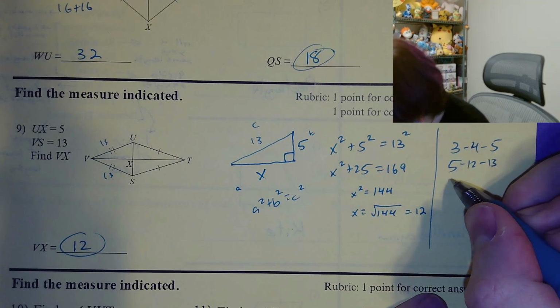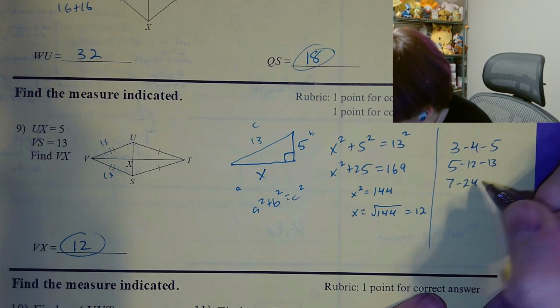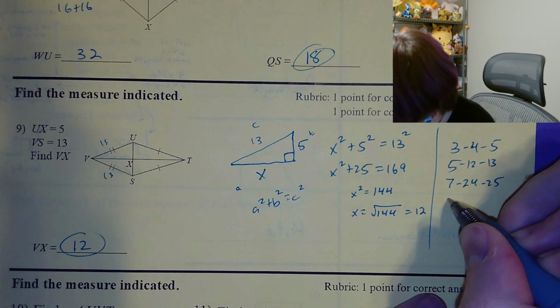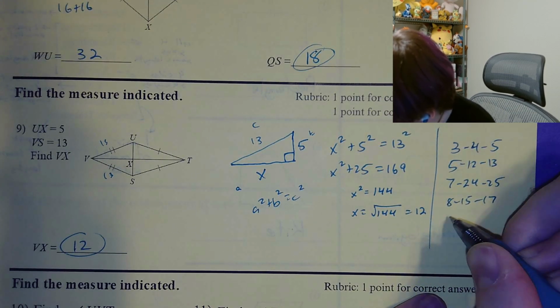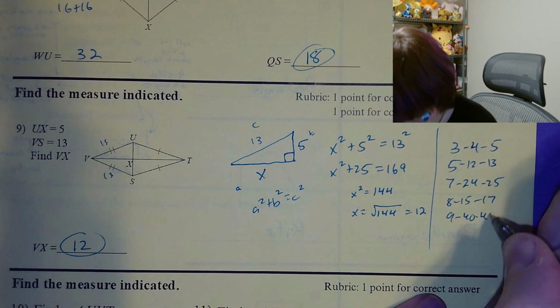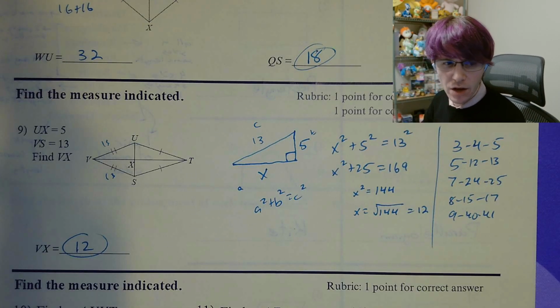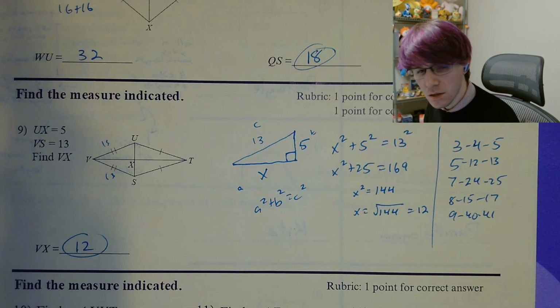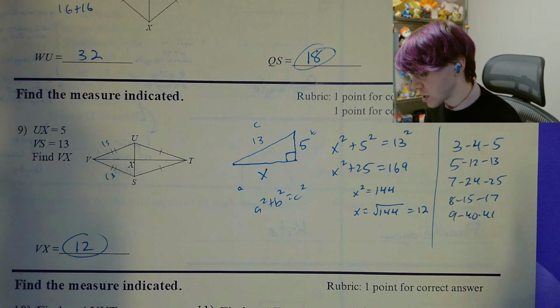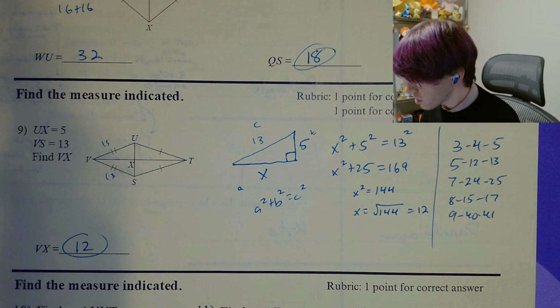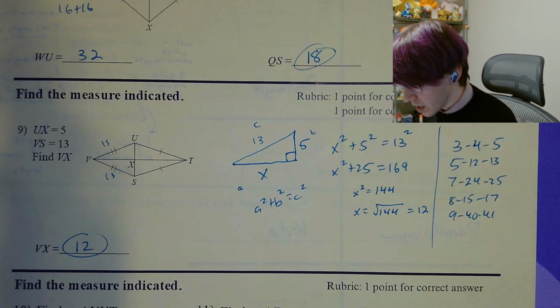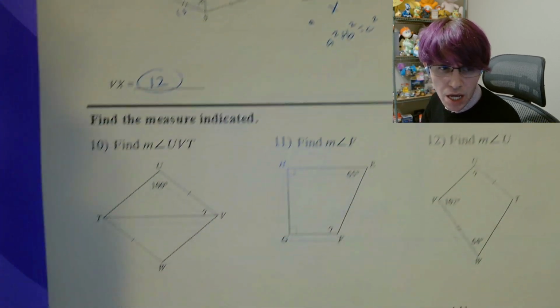And the other Pythagorean triples, I recommend memorizing 7, 24, 25. We have 8, 15, 17, and 9, 40, 41. I already talked about those earlier in the year, but if you wanted to have those jotted down for yourself to make life really fast on the test, you definitely can. Don't forget, you also multiply those by 2, multiply them by 3. I think one of them has that multiplied by 2 on there. Anyways, let's move on to question number 10.